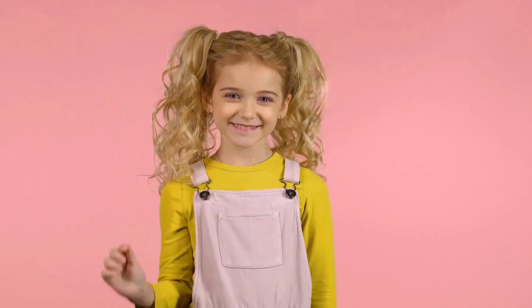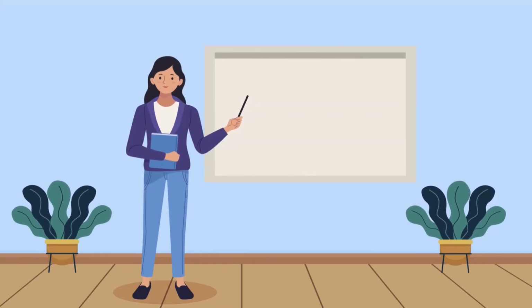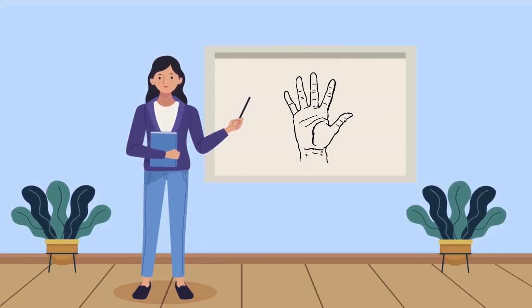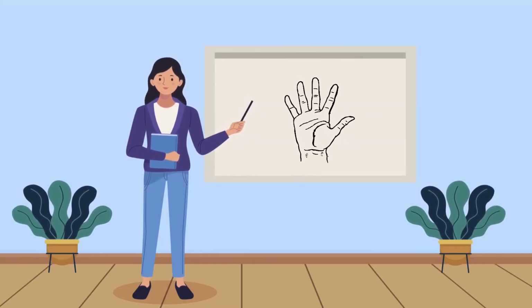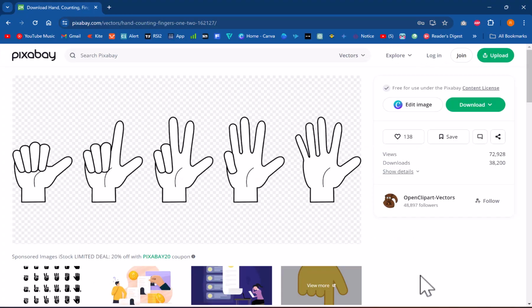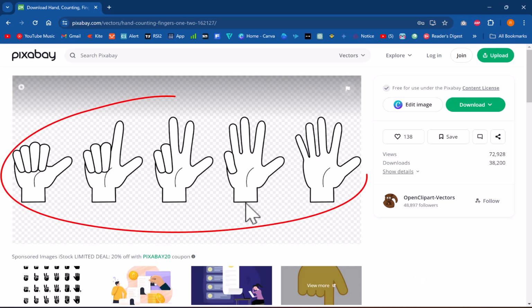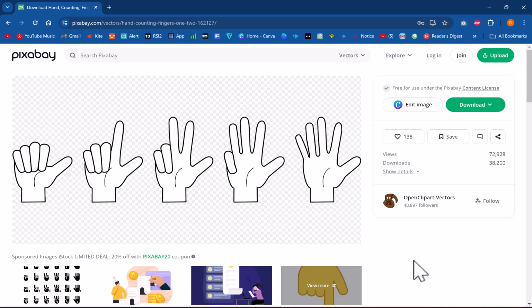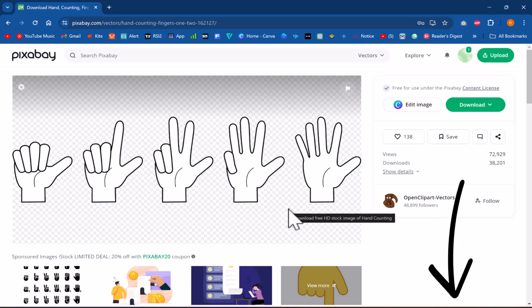The question is, is there a way we can incorporate this powerful visual mnemonic as part of our PowerPoint presentation while teaching? The answer is yes, and I'll show you how today. The first thing you need for that is a hand showing these gestures. I happened to come across this interesting graphic at pixabay.com that shows these five numbers as gestures of a hand. I will leave a link to this graphic in the description box below the video.